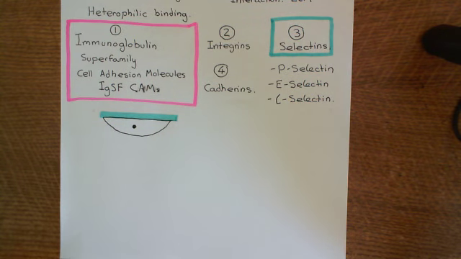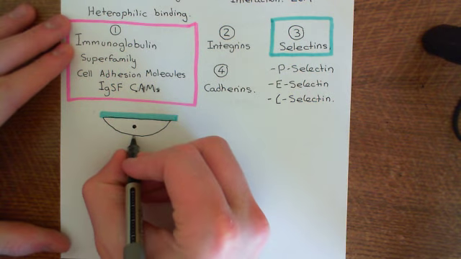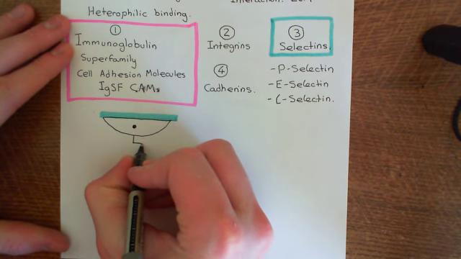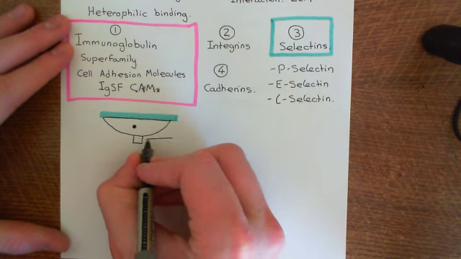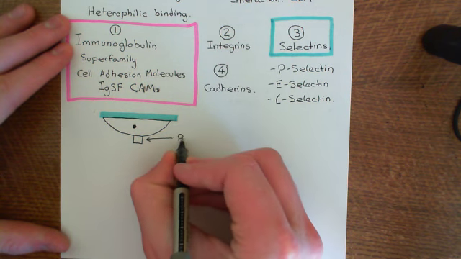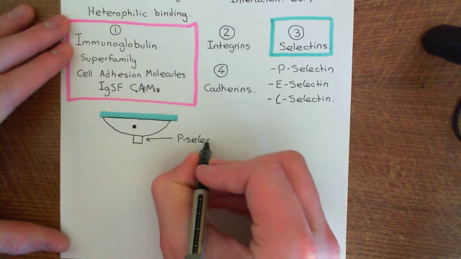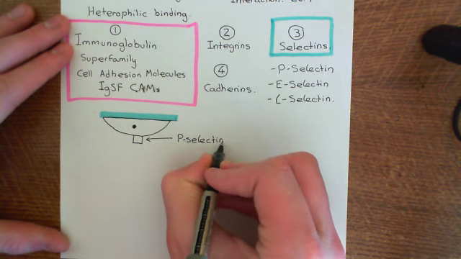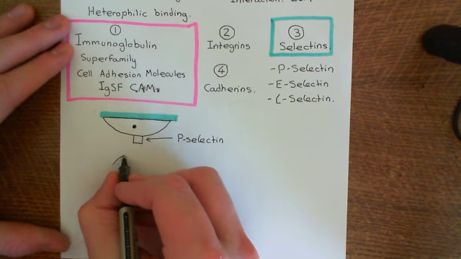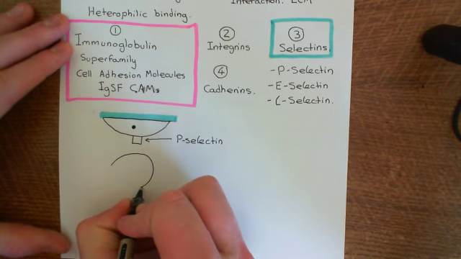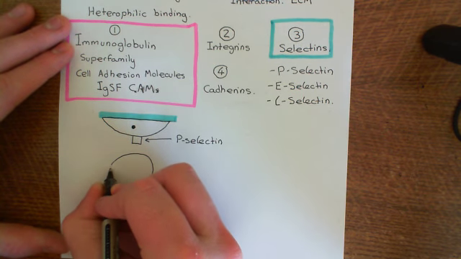So here is our endothelial cell, sitting on the basement membrane, and it's going to end up with P-selectin on its surface here. And P-selectin has a ligand. It will bind to a molecule on the surface of neutrophils. So let me draw a neutrophil here. Okay, so this is a neutrophil.